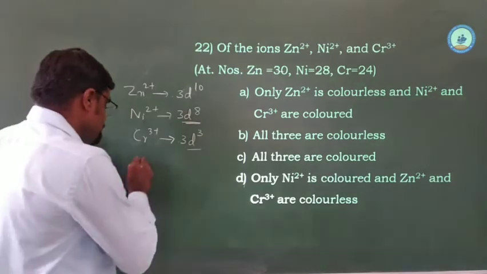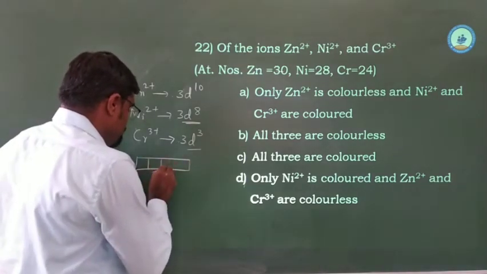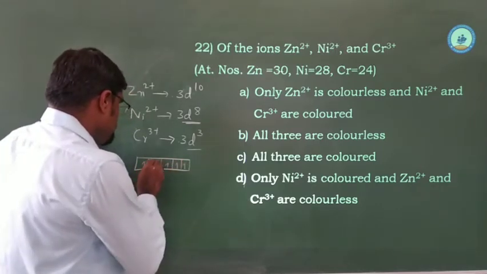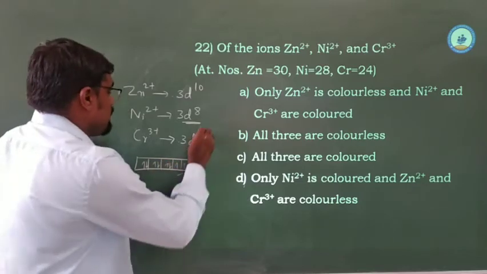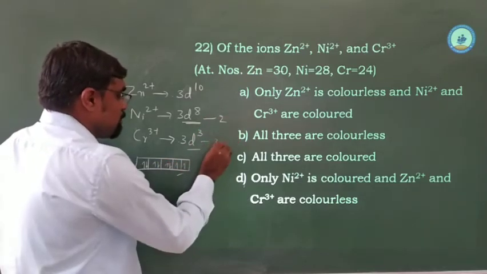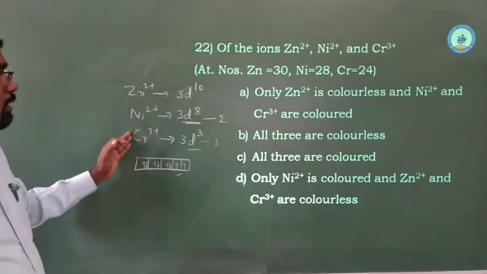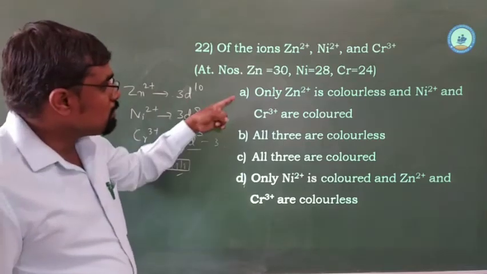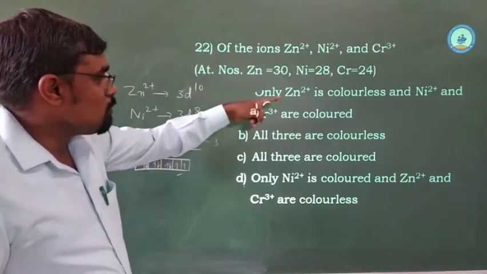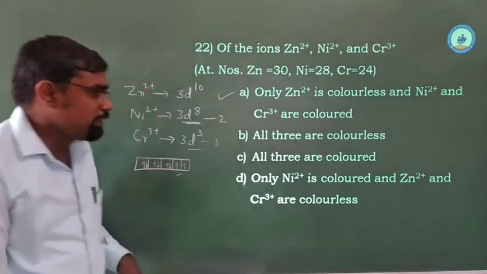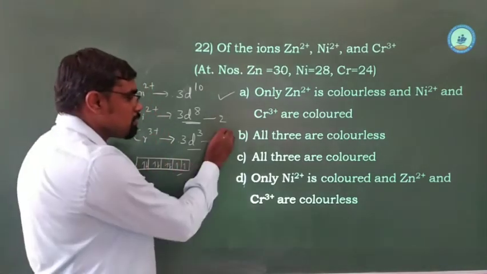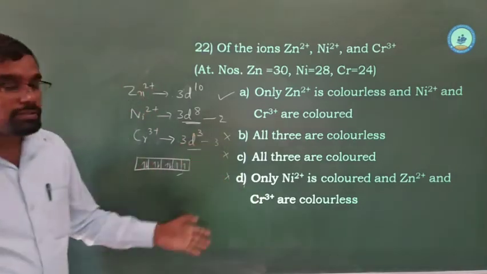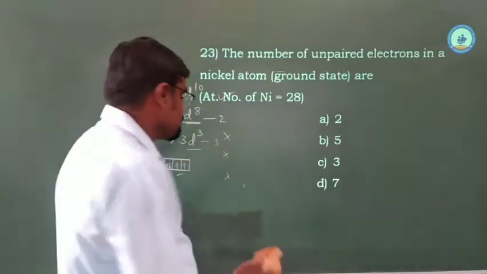Understand that. 1, 2, 3, 4, 5, 6, 7, 8. 2 unpaired electrons. So here 3 unpaired, then both are showing color. So here there is no unpaired electron, it is not showing color. That means only Zn2 plus is colorless and both are colored. Okay, so all three colorless, wrong. All three colored, wrong. Only nickel 2 plus, wrong. Okay, so then the first one is correct, colorless.